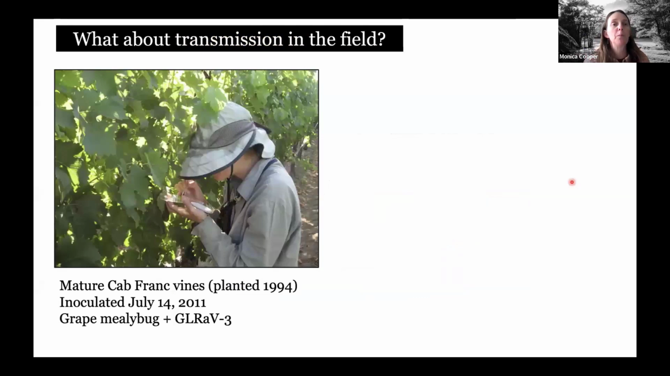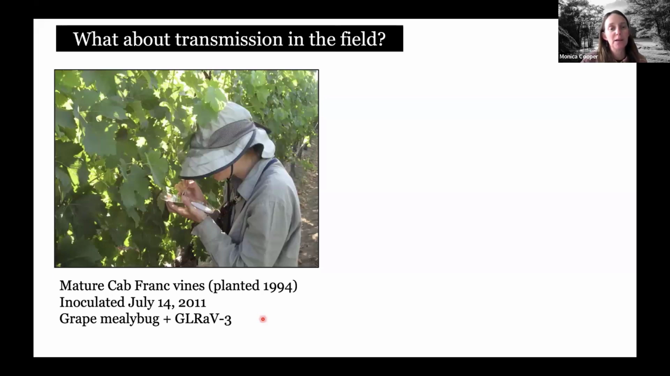And one of the most important things that we needed to learn for this project was about transmission and how it's happening in the field. And so in 2011, there I am out in the vineyard, and in this petri dish, I have mealybugs that were reared in the laboratory, and they were feeding on vines that were infected with leaf roll 3 in the laboratory. We've transported them out into the vineyard, and I am gingerly trying to pick them up without killing them, and place them on the leaves of these commercial vines.